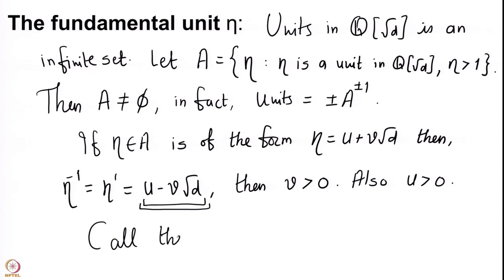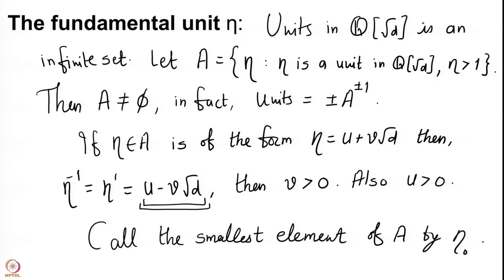Therefore, we can find the smallest element in capital A. It is important to note that just because you have a set of elements of the form U plus V root D where U and V are integers, does not mean that you will always find the smallest element in such a set. What we have is that the U and V are not just integers, not just half integers, but they are both positive. So, since you have both of them positive, there is a smallest possible such unit. Call the smallest element of A by eta naught.